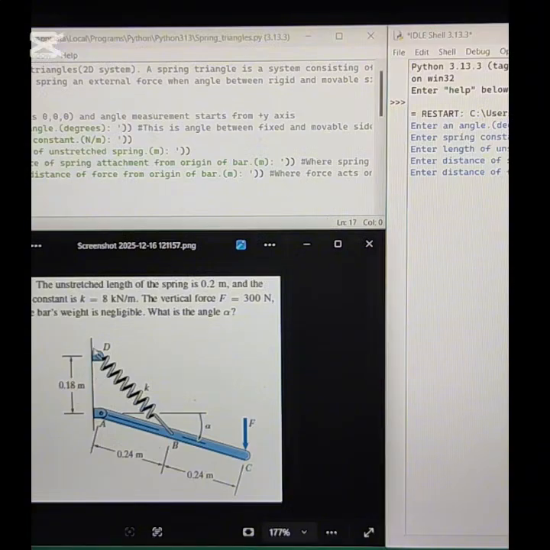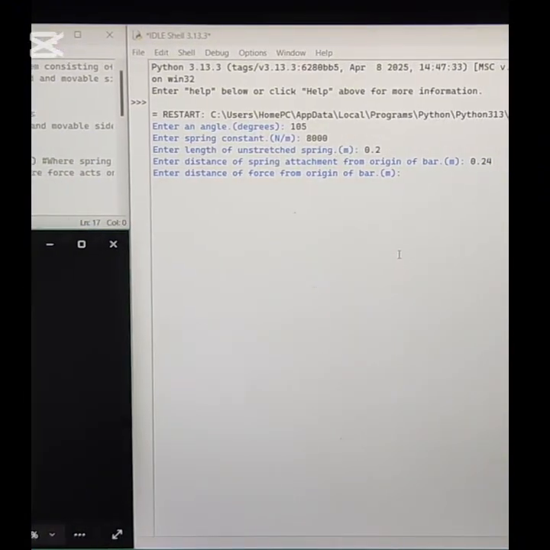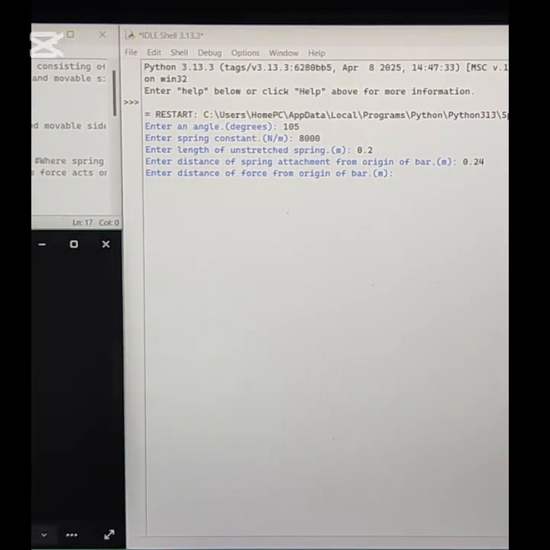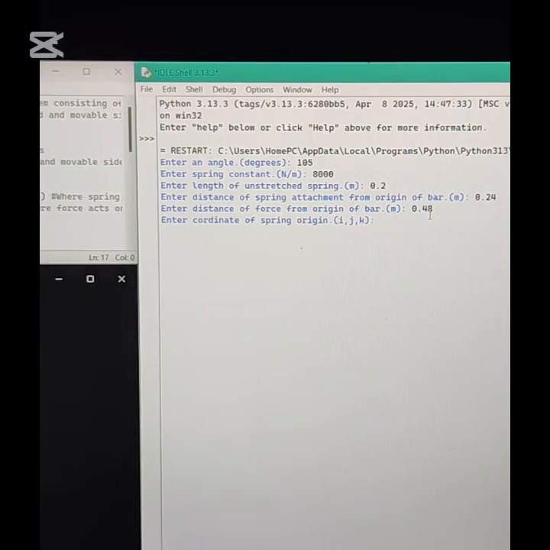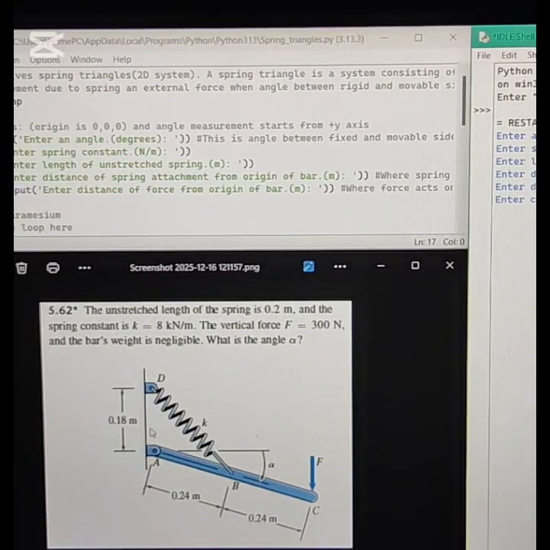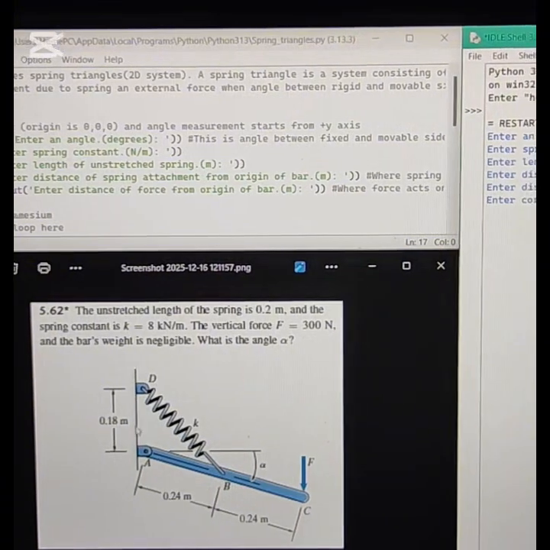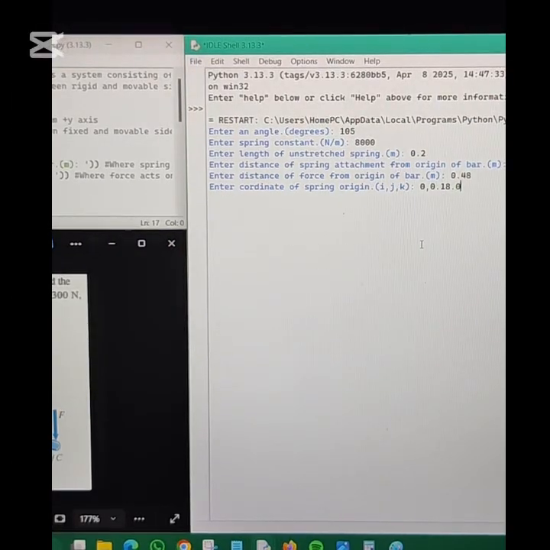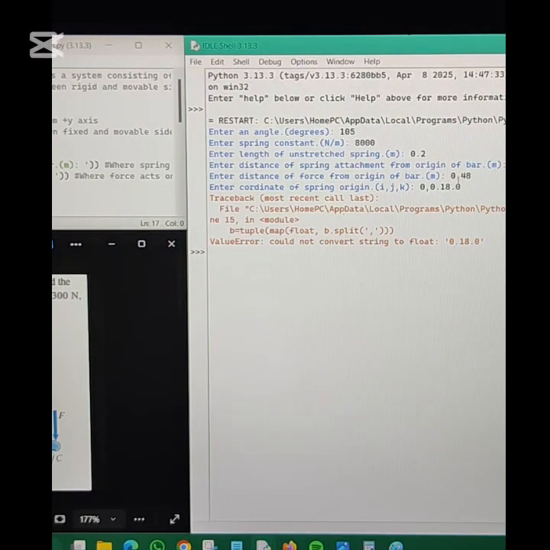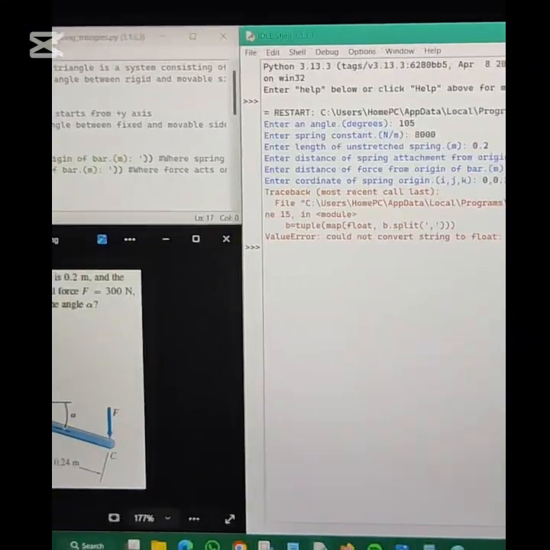The distance of force from origin of the bar, 0.24. I like to use this pivot as origin, and I measure angles from the vertical so that I can easily get the direction of the force due to the spring. The direction of force due to the spring changes with this angle theta. So the force is at 0.48. If this is your origin 0, 0, 0, this is 0. We're writing it in vector form. I put points here instead of commas.